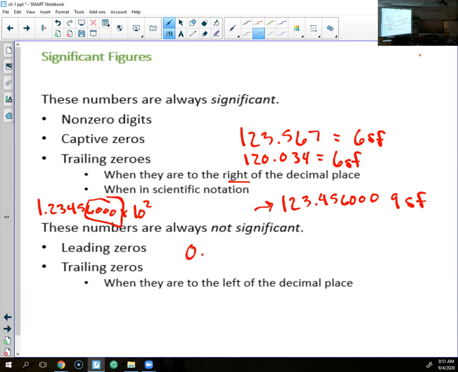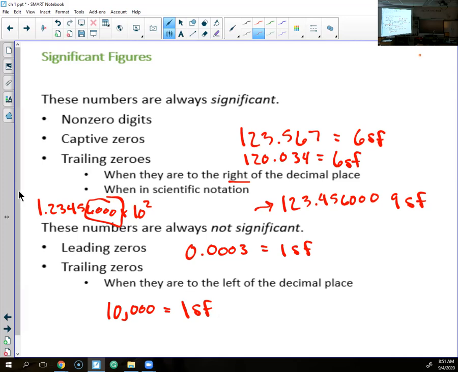Now, these numbers are always not significant: leading zeros. So we mean like 0.0003. That only has one significant figure, because these are placeholders, but they're not actually telling us anything. It's just making sure we know that it's 3 ten-thousandths. And then trailing zeros when they are to the left of the decimal place. So if I wrote 10,000, this would only have one significant figure.